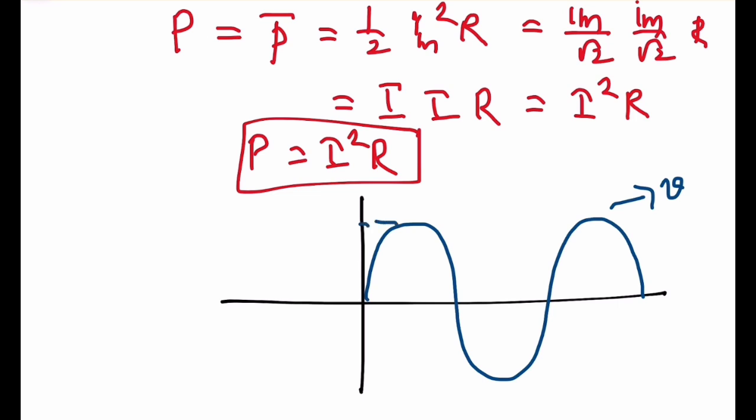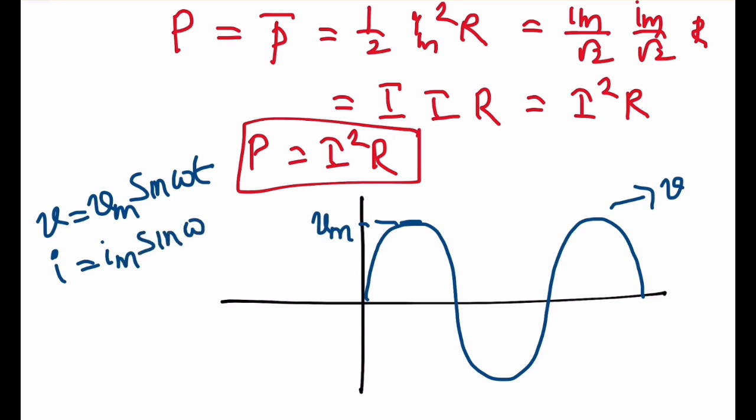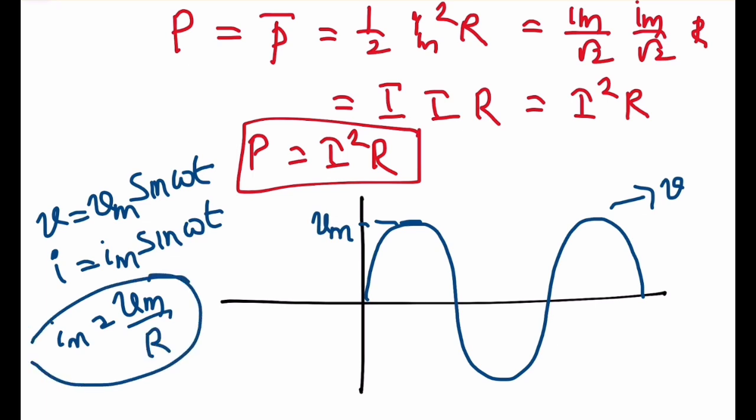And as you know, V is equal to Vm sin omega t, whereas I is equal to Im sin omega t, whereas Im is equal to Vm by R. That means peak value of current Im is less than Vm because it is divided by R, Vm by R. Therefore, current you can draw like this because they are in the same phase. Both will reach maximum value at the same time. Both will reach minimum value at the same time.